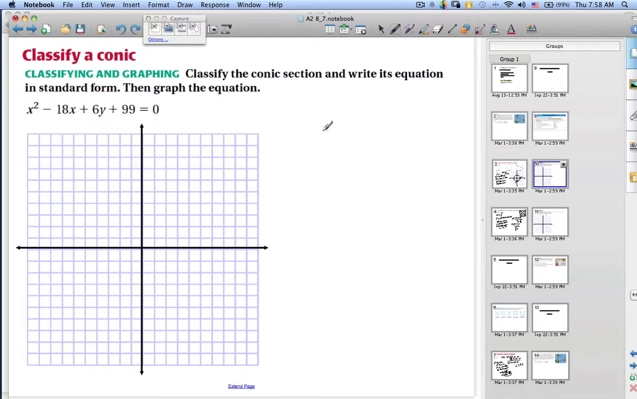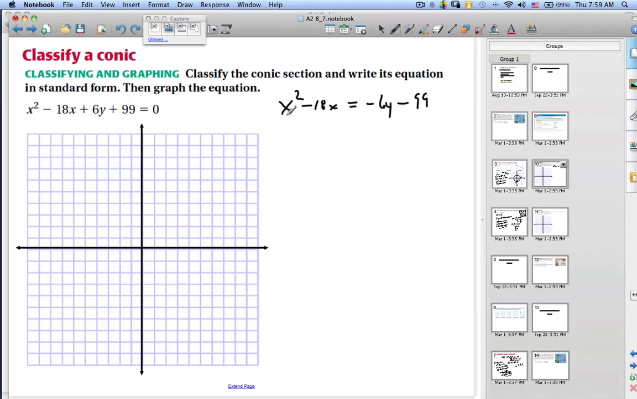So I'm taking a look at this, and I'm going to start. What I want to do is cluster my x's and my y's together, and move my constant to the other side. So I have x squared minus 18x plus y. But now you may notice x is squared, but there's no y squared. This has to be a parabola. So I'm going to go ahead and move the y to the other side. So I'll have negative 6y minus 99.